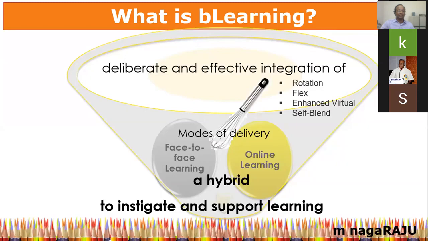So blended learning is a hybrid. I think you understood. So three things you have understood so far. One, it's a hybrid, a combination. Two, it's deliberate. Somebody is doing it for a purpose. And three, it is for the purpose of making effective education delivery, and also to motivate learning, to support learning, to ensure greater outcomes, better outcomes.